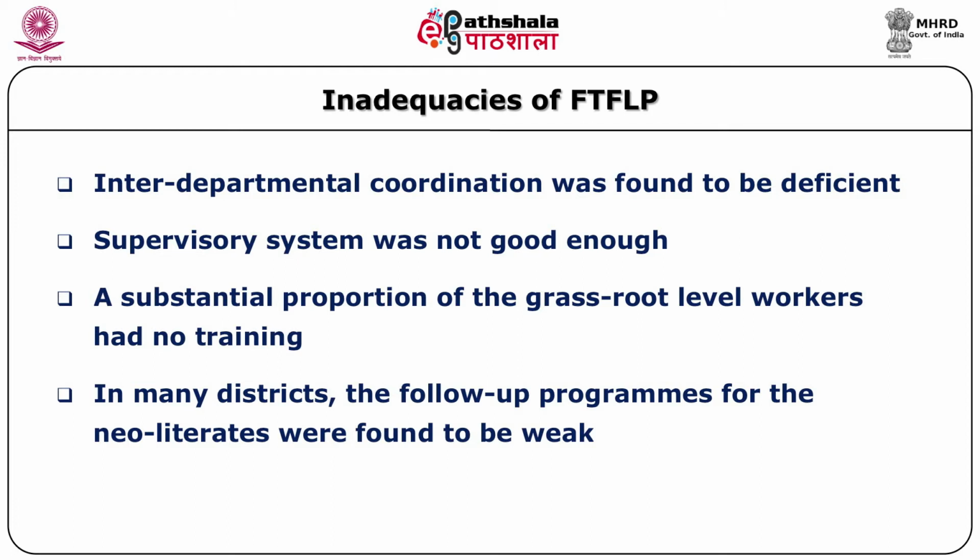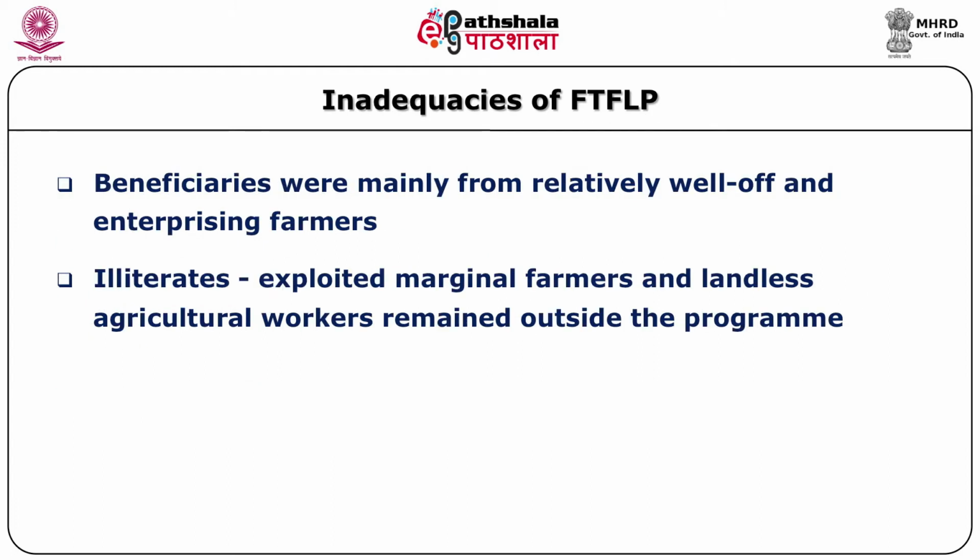A substantial proportion of grassroots level workers had no training. In many districts, the follow-up programs for the neo-literates were found to be weak. Beneficiaries were mainly from relatively well-off and enterprising farmers. Illiterates, exploited, marginal farmers and landless agricultural workers remained outside the programs.